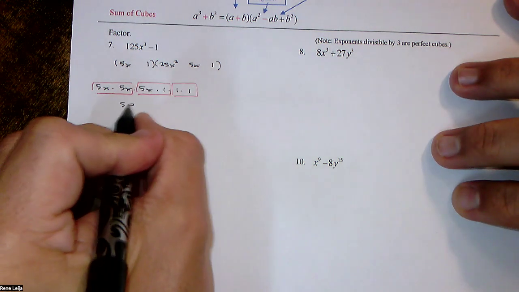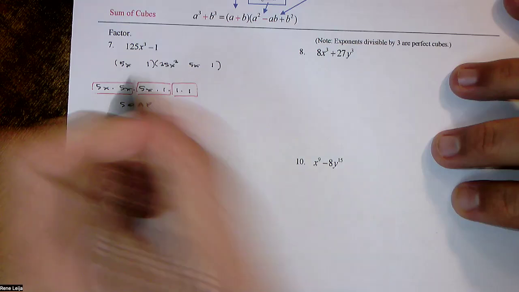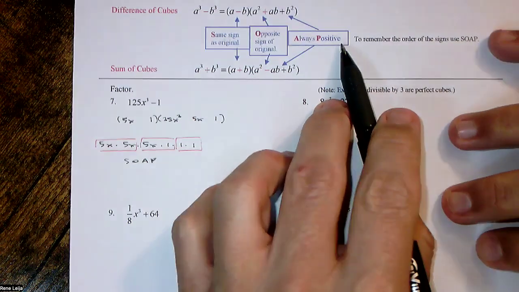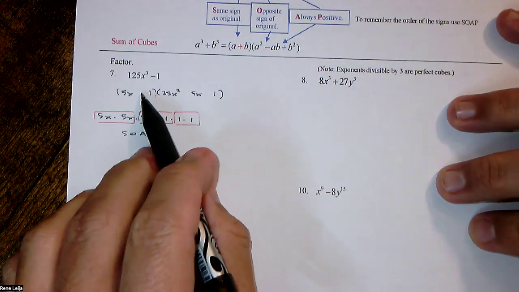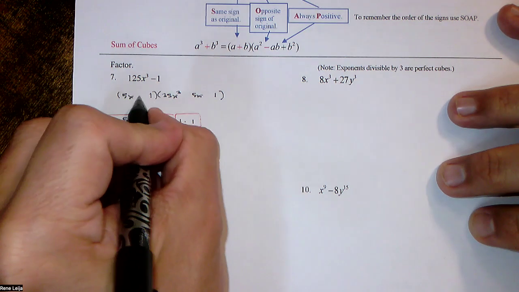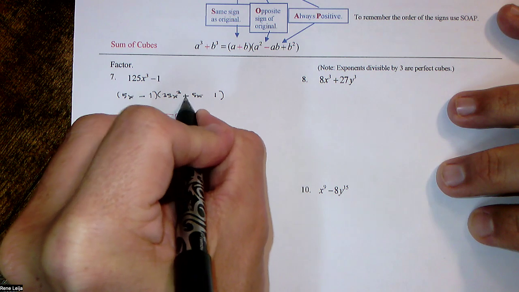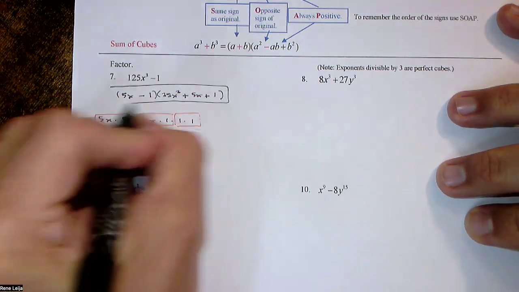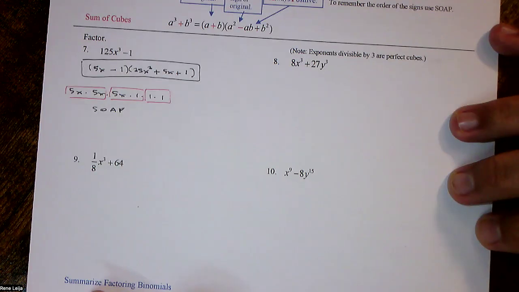Now I'm going to use SOAP, which stands for same, opposite, always positive. It's the same as your original difference of cubes. So same, opposite, always positive. And that's it. Okay.